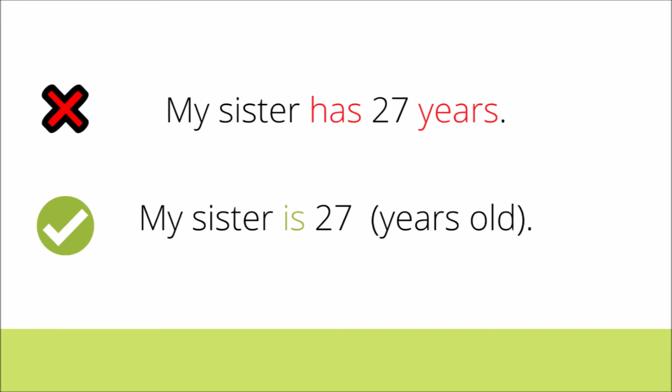So for example, my sister is 27. However, if you eliminate it, you must eliminate it completely. So if you say, my sister is 27 years, this is not correct. My sister is 27, or my sister is 27 years old. I am 27, or I am 27 years old.